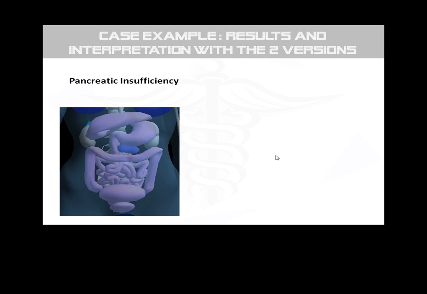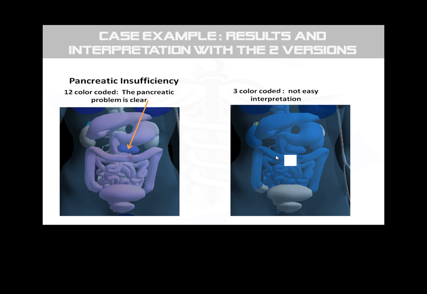Case example, results and interpretation with the 2 versions. Pancreatic insufficiency. 12 color-coded, the pancreatic problem is clear. 3 color-coded, not easy interpretation.